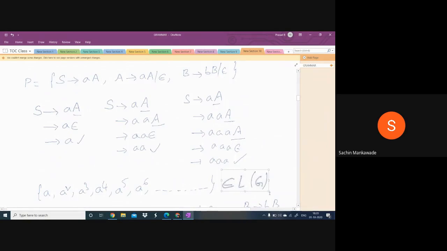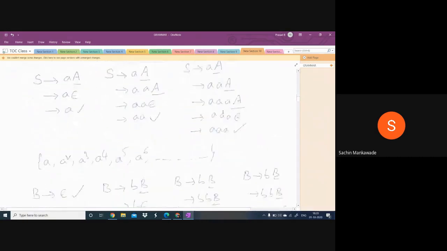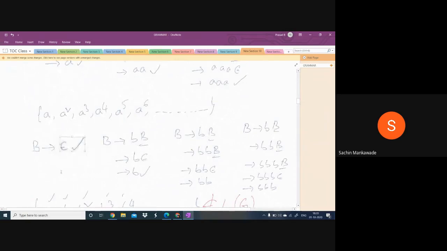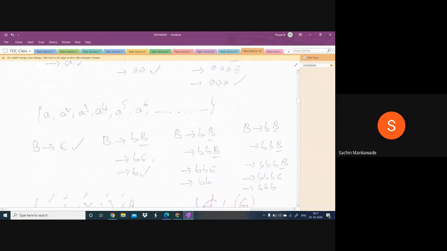Just hold on. Here we have one more non-terminal, which is B. B's productions are B derives epsilon and B derives BB. So B derives epsilon. Epsilon is a terminal string. Now I will take B derives BB, which is this production, and in this B place, I will substitute epsilon. Then B epsilon is B. So B is a terminal string.